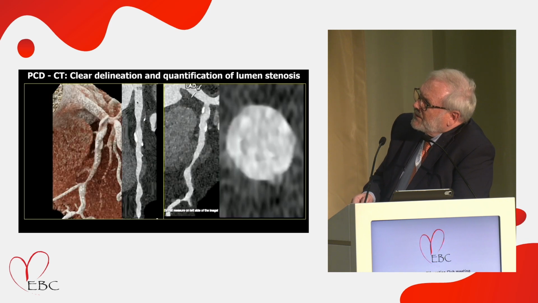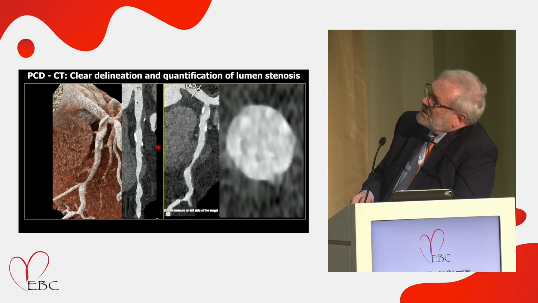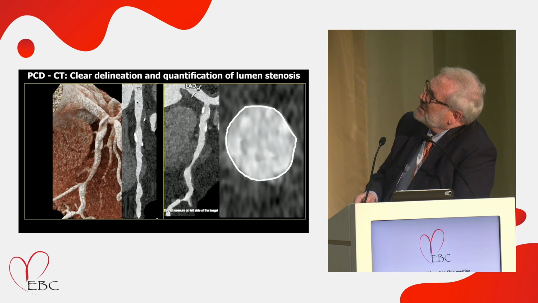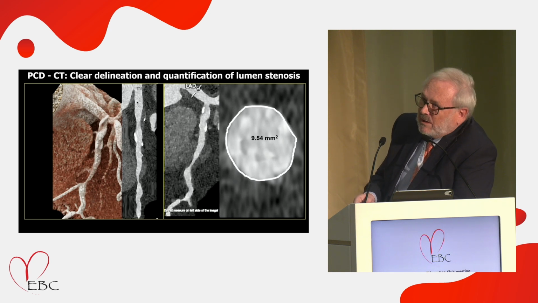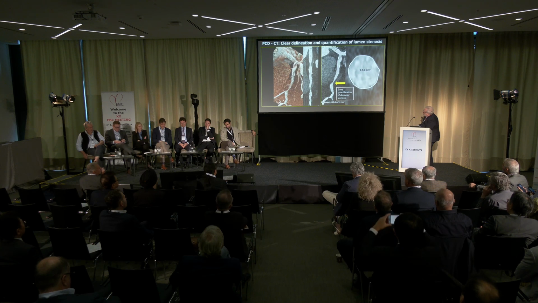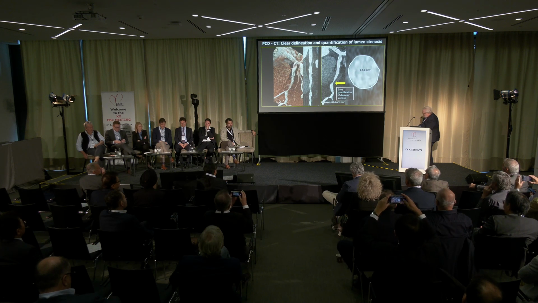Now, more specifically, this is the quality of the document today. I can tell you it's easy to quantify the left main. It is 9.54 millimeters square. You can do that 10 times, you will get the same value, believe me. And then it becomes a piece of cake to quantify the diameter stenosis.